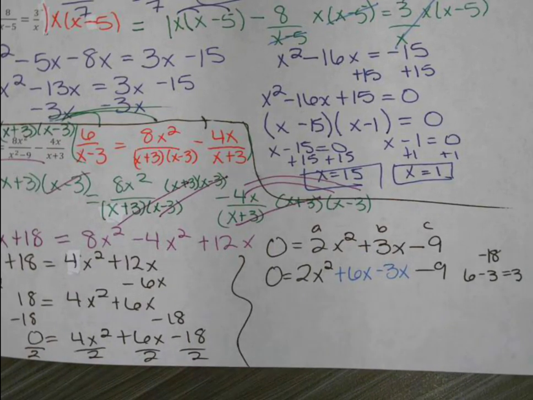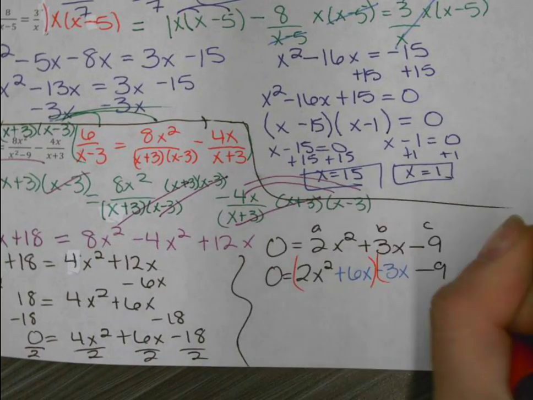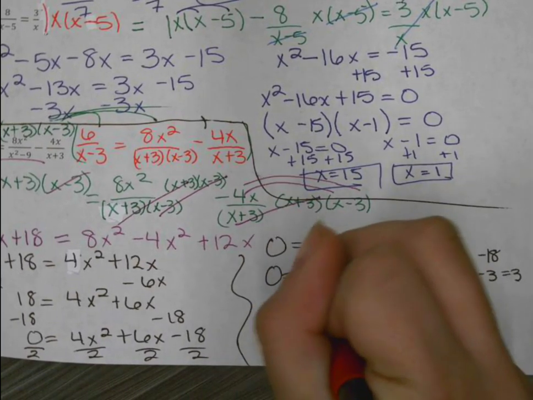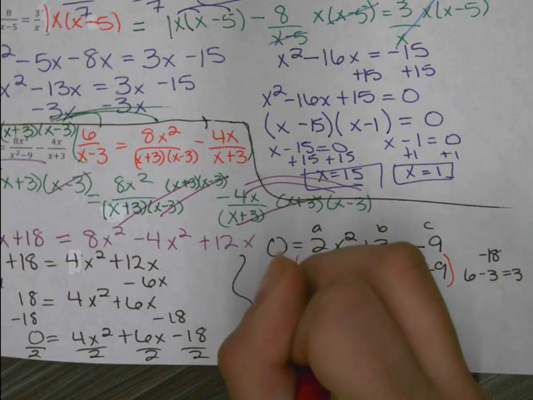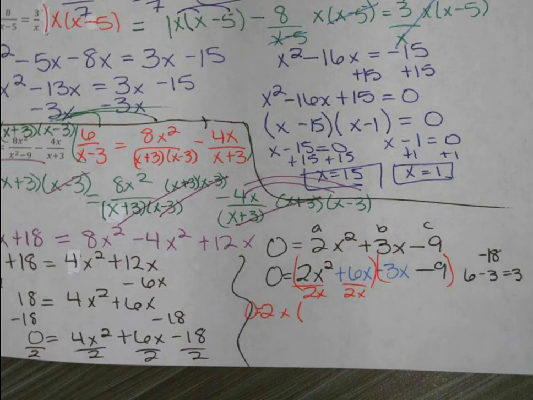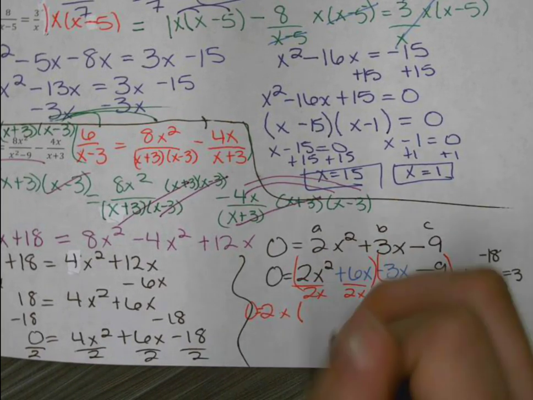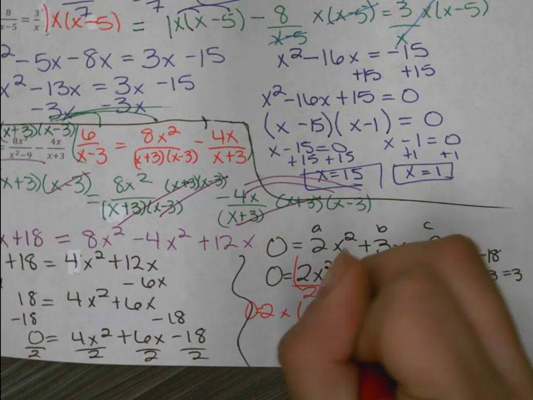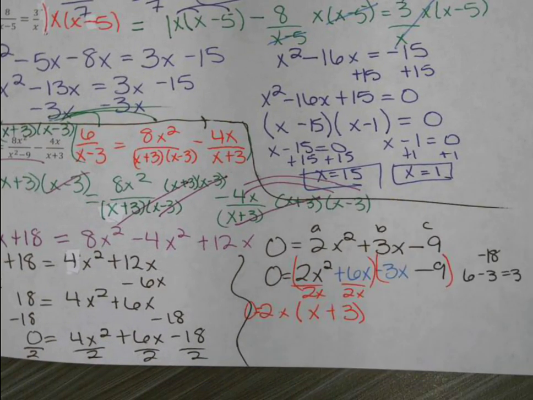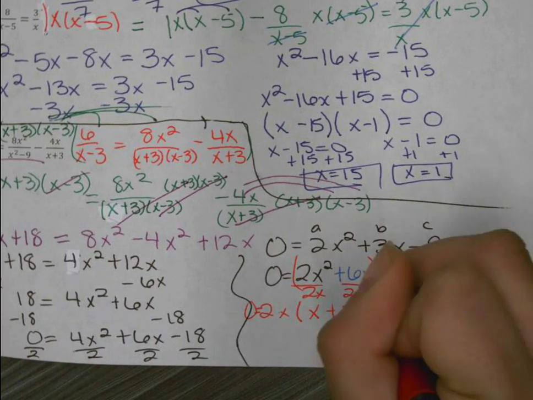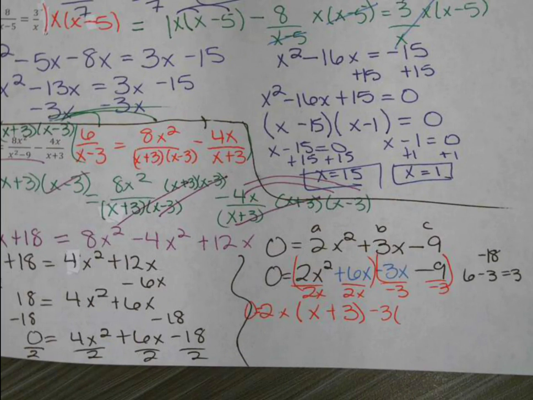Okay, then I'm going to factor by grouping. So I split them up into 2 groups, and I look for what each group has in common. So the first group has 2x. Oh, this still equals 0. And then what's 2x squared divided by 2x? Okay, and then 6x divided by 2x. Okay. What goes into my second group? Negative 3x divided by... negative 9 divided by negative 3.